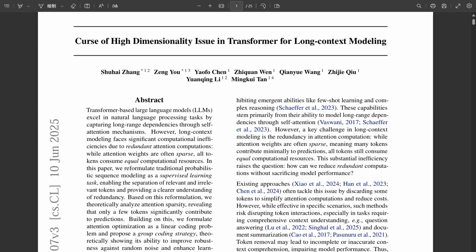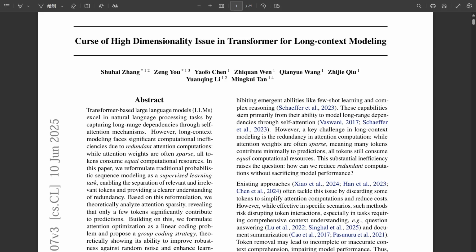It really does. And that power mostly comes down to the self-attention mechanism, right? That's what lets the model figure out how important every bit of the text is to every other bit, even across huge distances. Exactly. It's incredibly powerful for understanding context and dependencies.